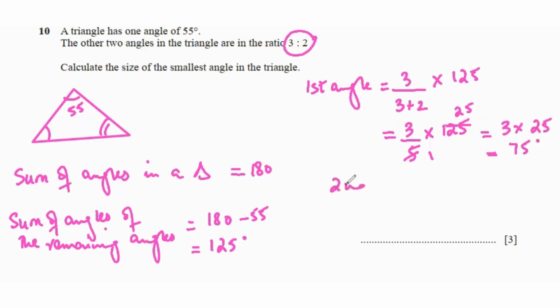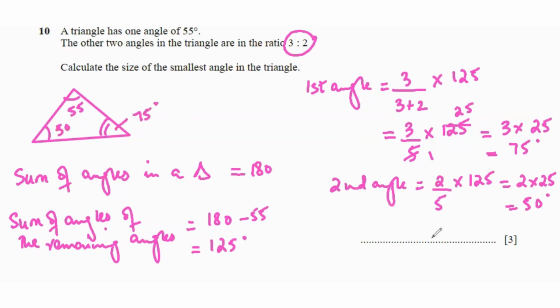Now for the second angle, we will do 2 over 5 times 125, which is 2 times 25, and that is 50. As you can see, 50 is the smallest angle because one angle was 55 and the other is 75. So that's your answer.